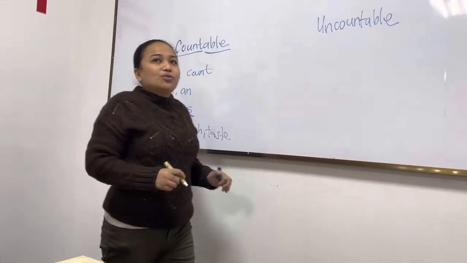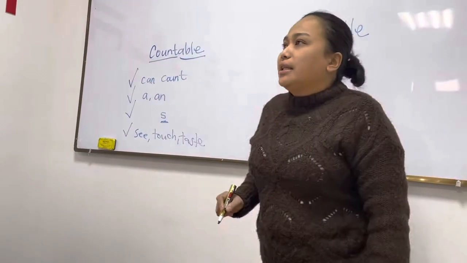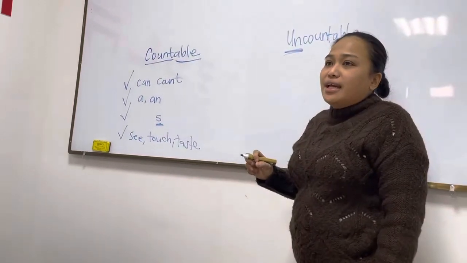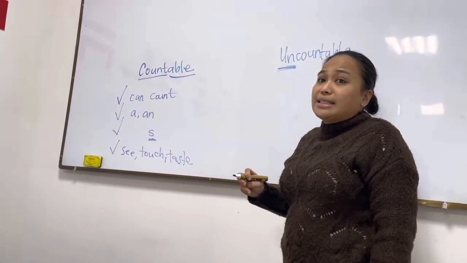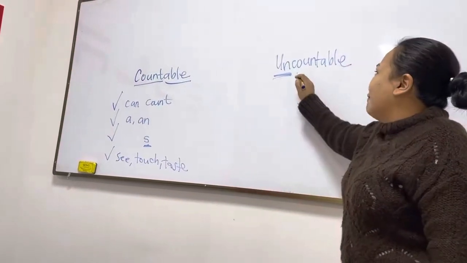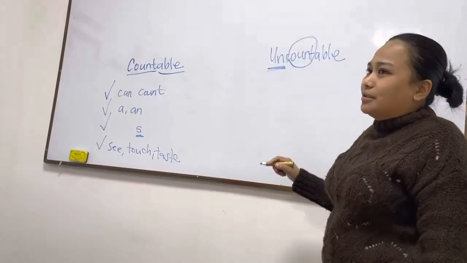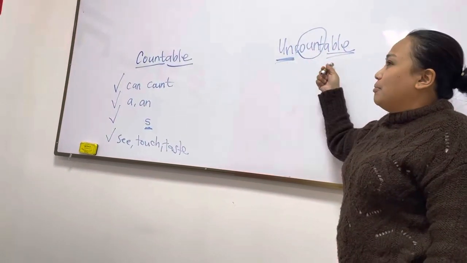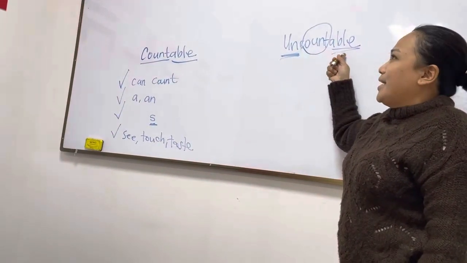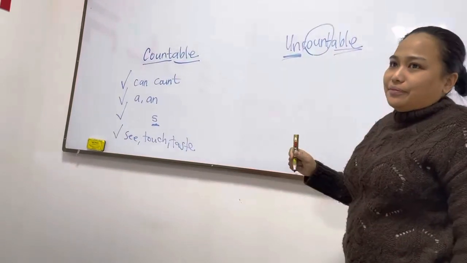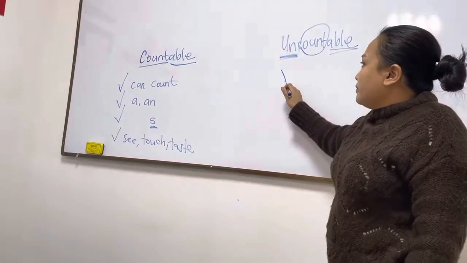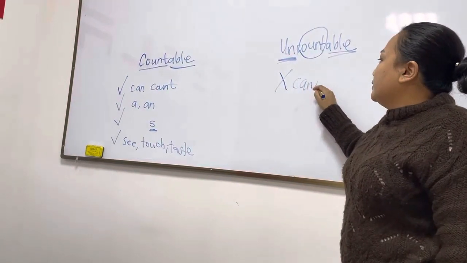And let's go to uncountable. In English, if you see the prefix un, it means to say no. It's a negative. Then we have the root word count, and we have able. It's not countable. Uncountable, these are the things that we cannot count. Understood? So what are the uncountable? We cannot count.